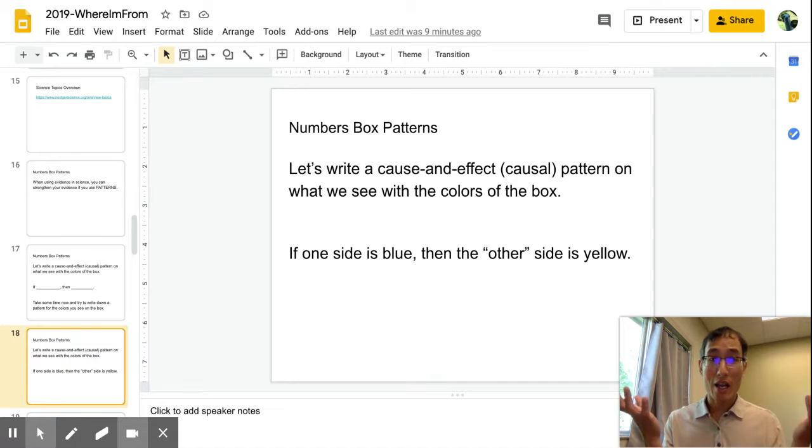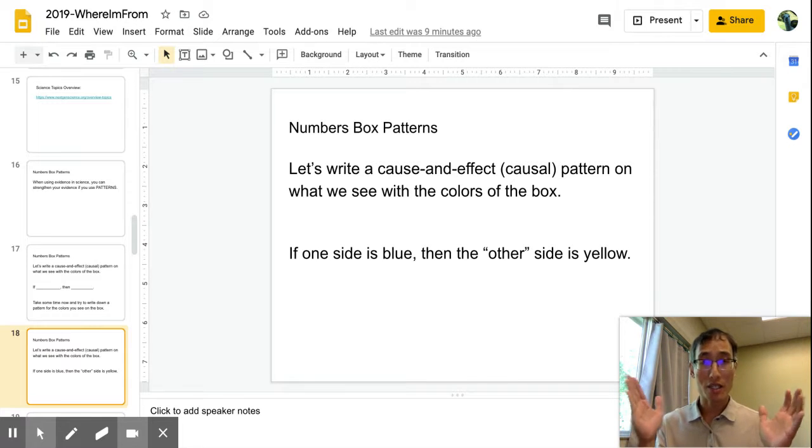Now, having tried some of that, take some of your patterns. Hopefully some of you are writing down some things about colors, and maybe like one side is this color, another side is this color. And one of the things that people may have come up with is if one side is blue, then the other side is yellow. So that's one pattern that is very common.